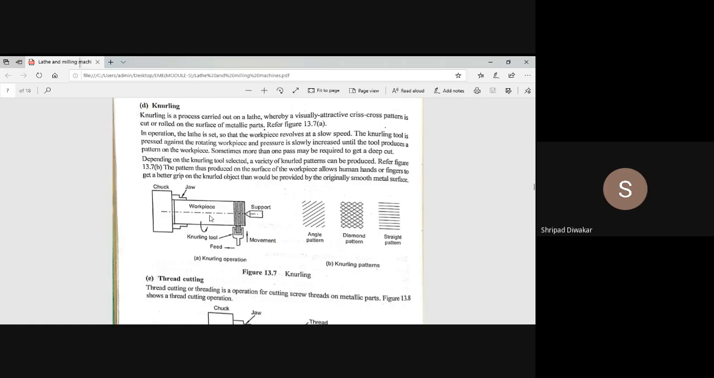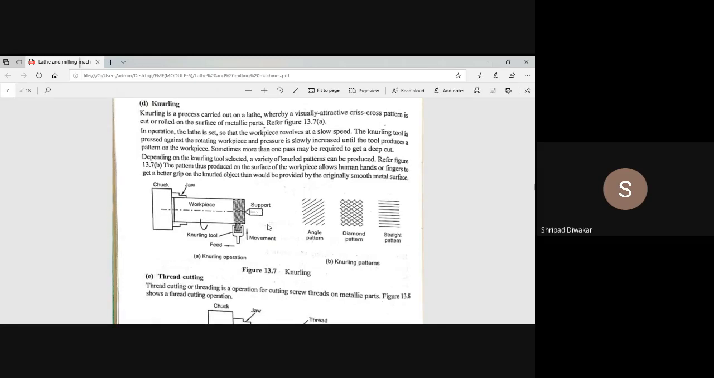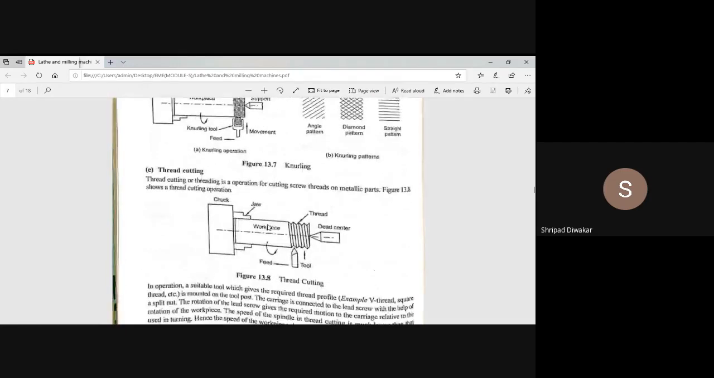All are the same. Then the tool is supported in the tool post. This one is the tailstock, which is mainly used for supporting the workpiece. The next operation is called thread cutting.